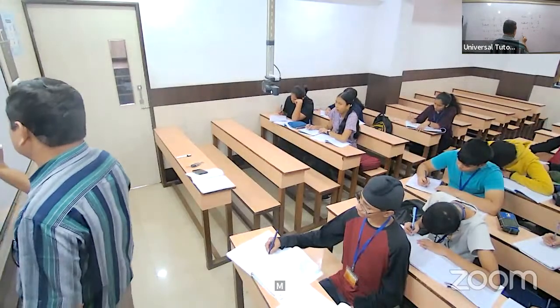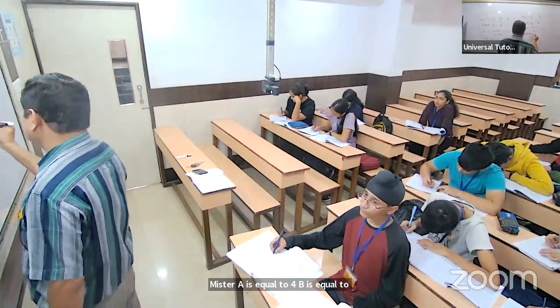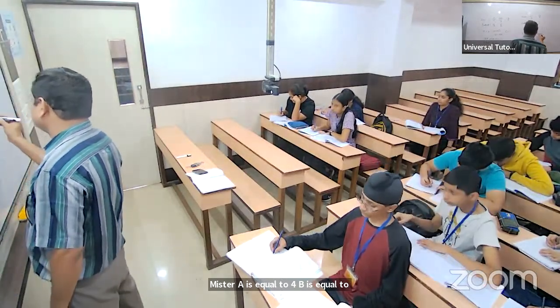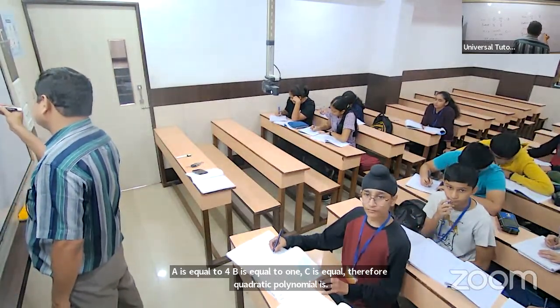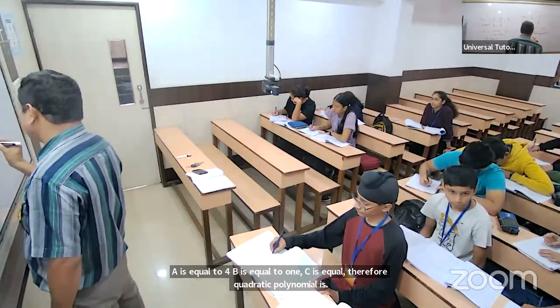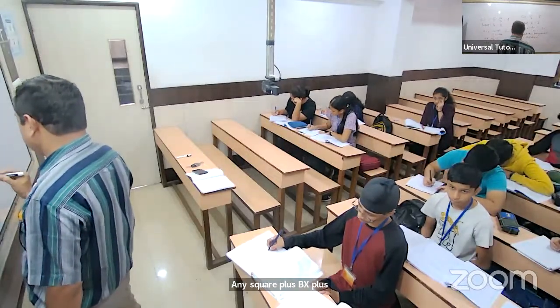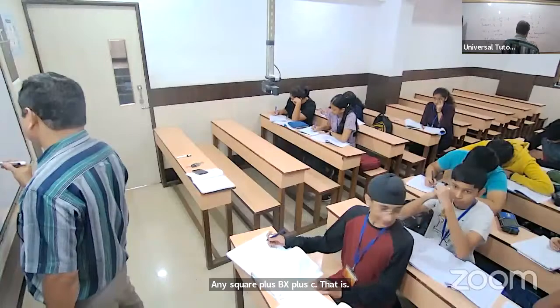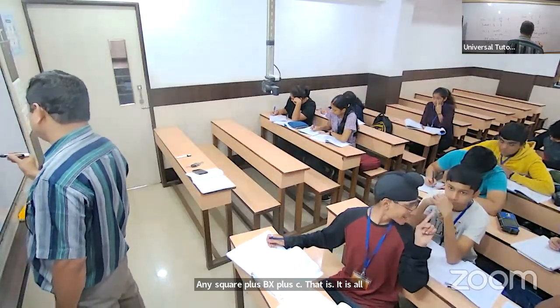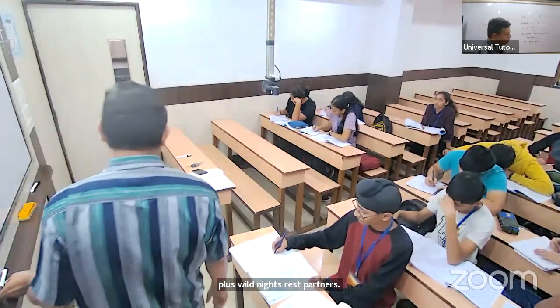Therefore, the quadratic polynomial is ax square plus bx plus c. That is 4x squared plus 1x plus 1. 1x means x. So 4x squared plus x plus 1.